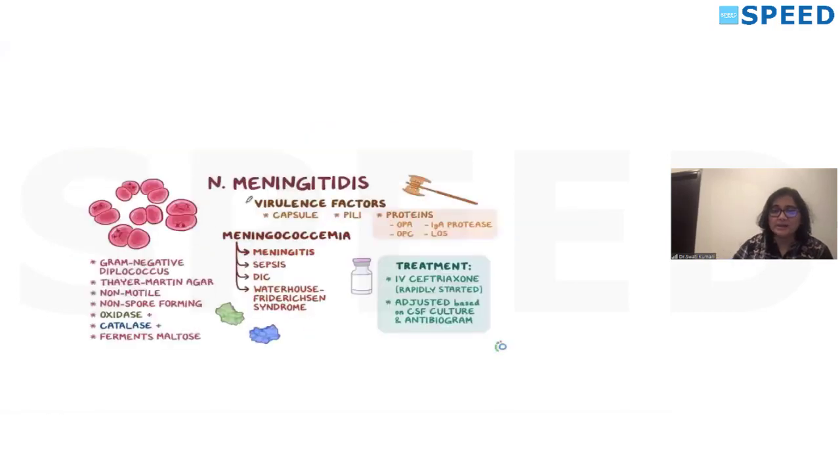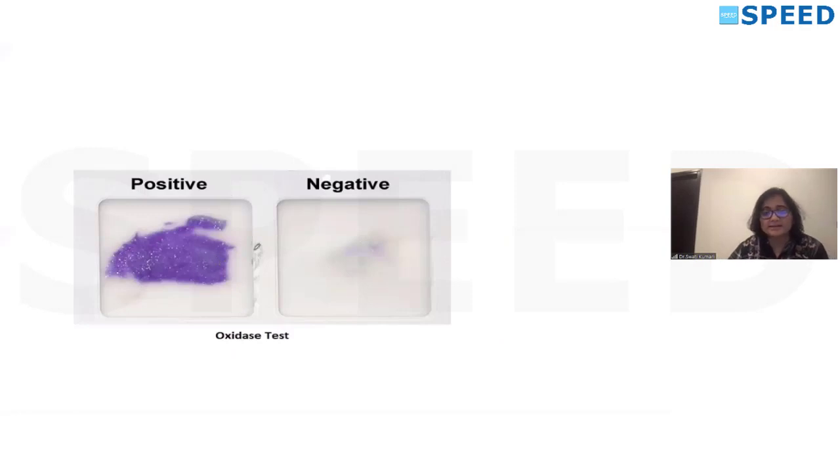Now meningococcus. Neisseria meningitidis is also gram-negative diplococci. Thayer-Martin is the culture media. They are oxidase and catalase positive and ferment maltose. Please remember, ferments maltose. I will show you the picture, then you will understand better. They have virulence factors, capsule and pili. This is the oxidase test. In the recent NEET, a question on oxidase was also given.